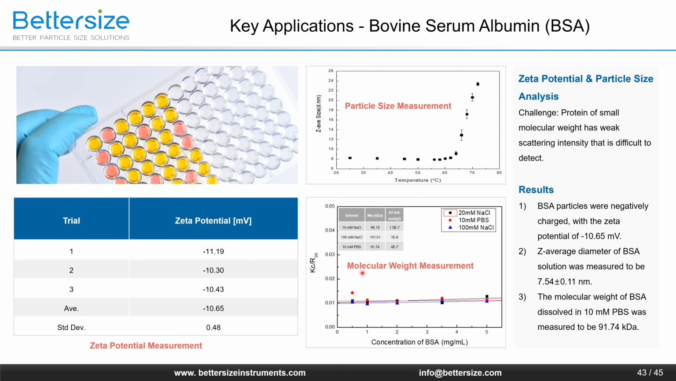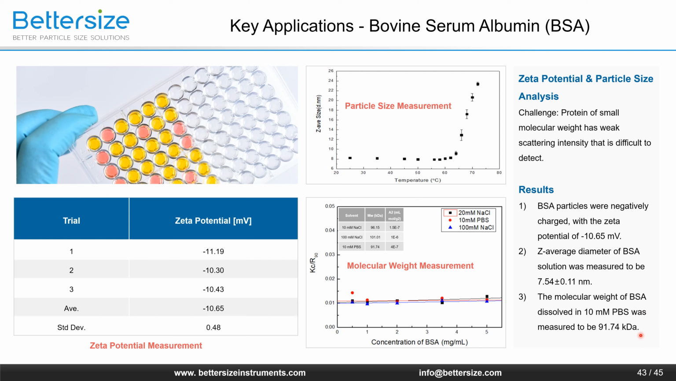In addition, we have investigated the changes of molecular weight of BSA in different aqueous environments. A Debye plot was constructed and the slope was calculated to provide molecular weight. According to our knowledge, when BSA is dissolved in aqueous environments, it forms oligomers and aggregates. Therefore, the actual molecular weight will be larger than that of the BSA monomer, which is 67 kilodaltons, and this fact was endorsed by the measurement results.